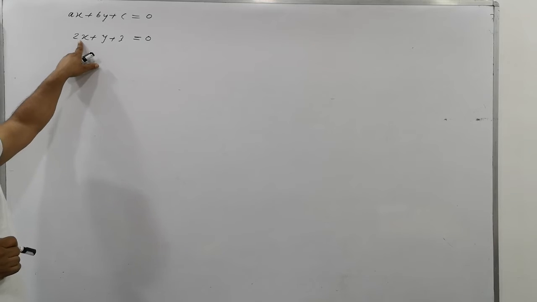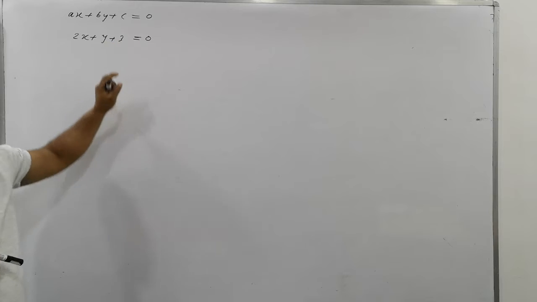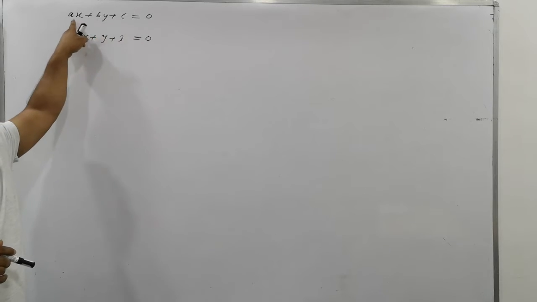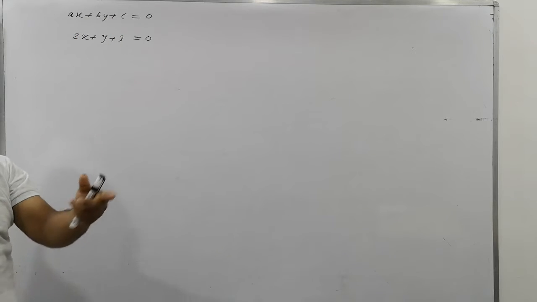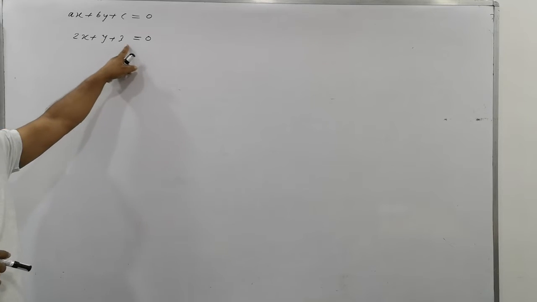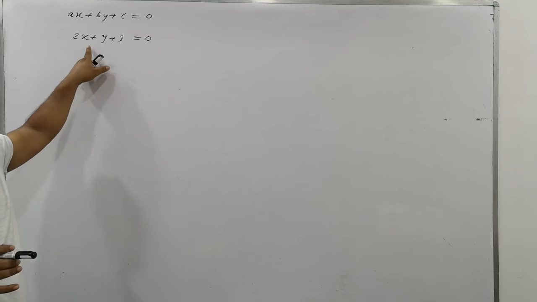The coefficient of x is 2, the coefficient of y is 1, and the constant term is 3. Is that clear? The standard equation is called ax + by + c = 0. a and b are the coefficients of x and y. c is the constant term. Is that clear, guys? Well understood what I explained here?